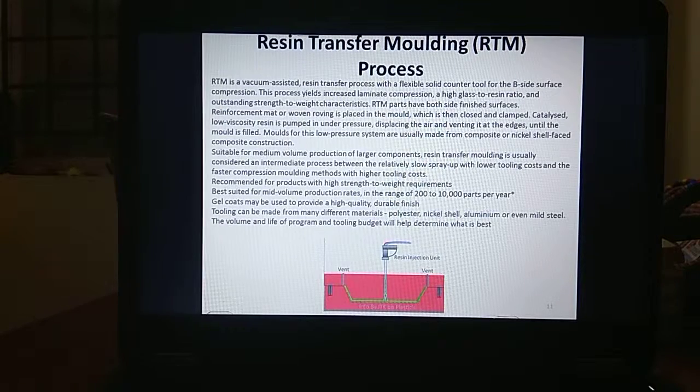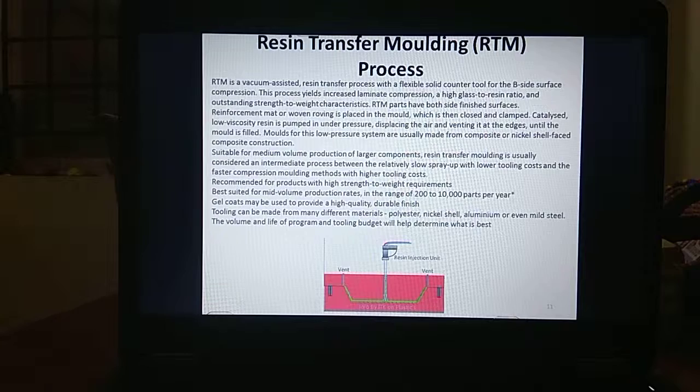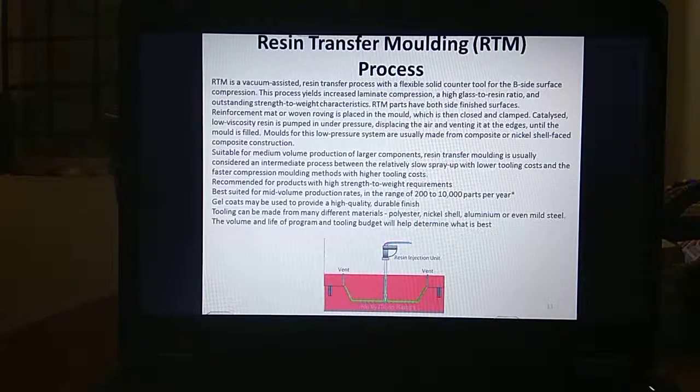Reinforcement mat and woven roving is placed in the mold, which is then closed and clamped. A catalyzed low viscosity resin is pumped in under pressure, displacing the air vented at the edge until the mold is filled. Molds for this low pressure system are usually made from composites or nickel shell faced composite constructions, suitable for medium volume production of large components.